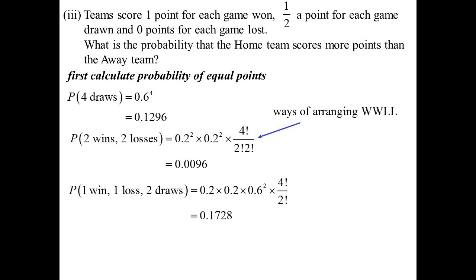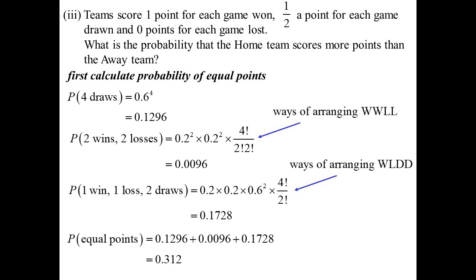What else could happen? Oh, a win, a loss and 2 draws, couldn't it? That would come up with it. So it'd be 0.2, 0.2, 0.6 squared, but multiplied by how many ways could we arrange W, L and 2 Ds? Well, that'll be 4 factorial over 2 factorial, which gives 0.1728. I think that's it. There's no other way we could get equal points, is there? Okay, so equal points ends up being, adding those 3 things together, 0.312.